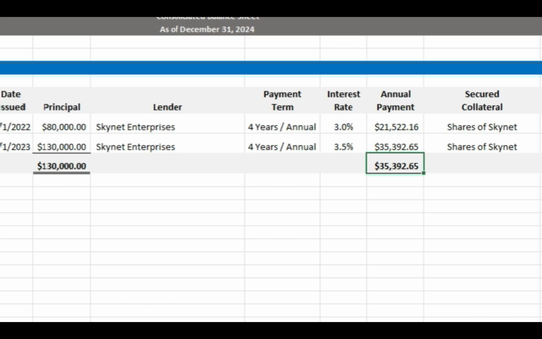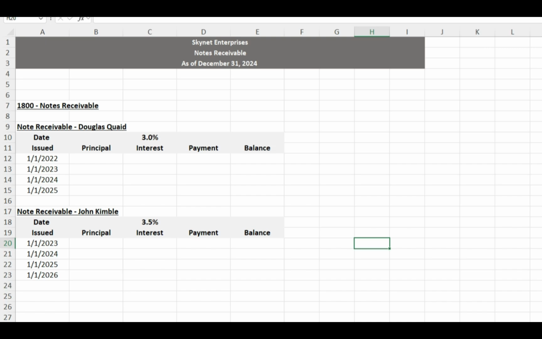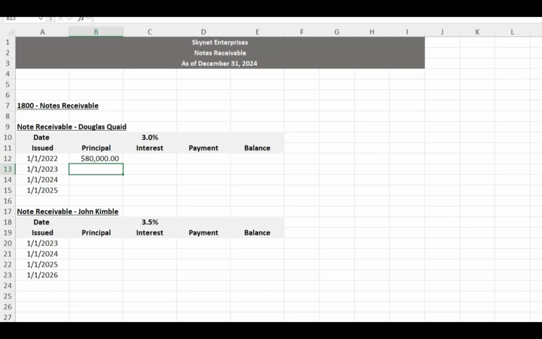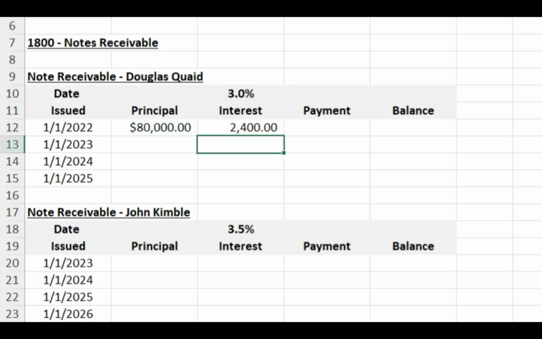Now we're going to take this next step because I want to know, specifically for the balance sheet and for the income statement, what is the balance on these promissory notes over their life? And what is the interest income that's going to be generated from these loans that I've issued for the shares of stock? So let's go over Douglas Quaid real quick. His principal for those shares was $80,000. Year 1, we got 3% interest. So we're going to take that. I'm going to throw some dollar signs in there because we're going to end up dragging this down. In that first year, $80,000, Douglas Quaid's promissory note is going to generate $2,400 of interest income for Skynet Enterprises.